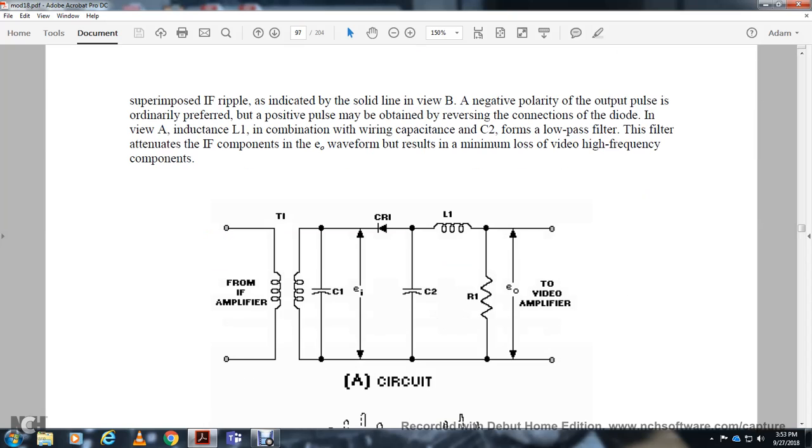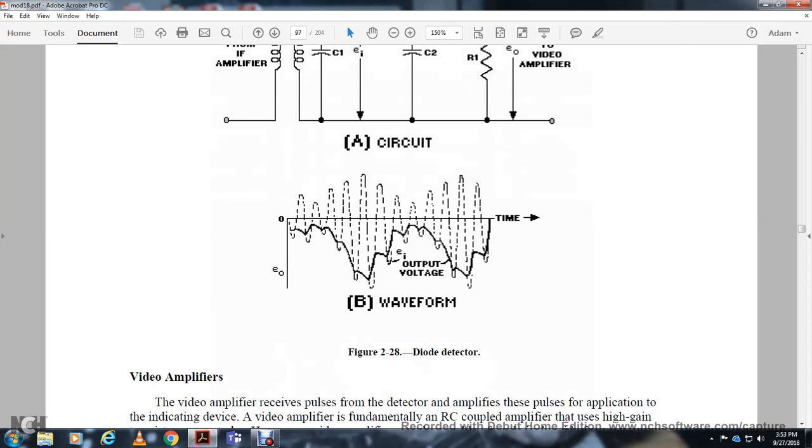The voltage waveform results in minimal loss of the video high-frequency components from the amplifier: transformer T1, capacitor C1, voltage E1, capacitor C2, resistor R1, the voltage amplifier, inductor current, and the diode detector waveform.